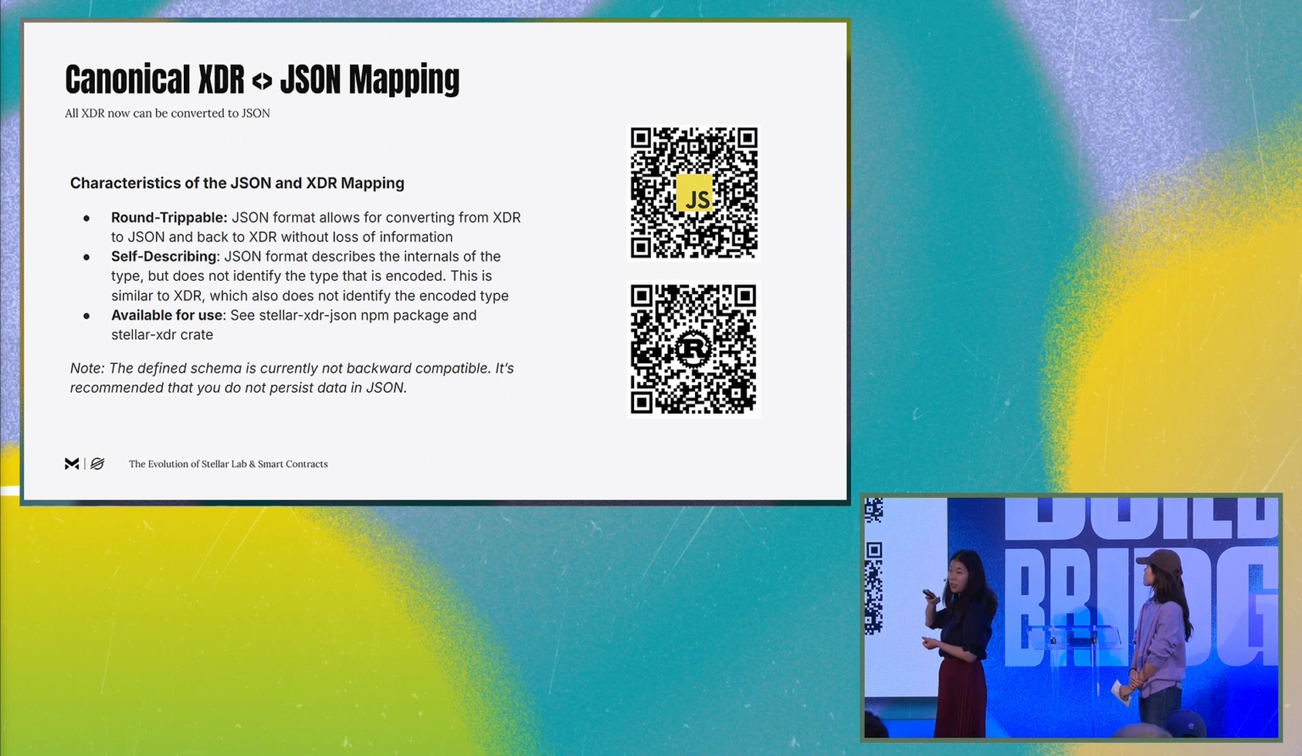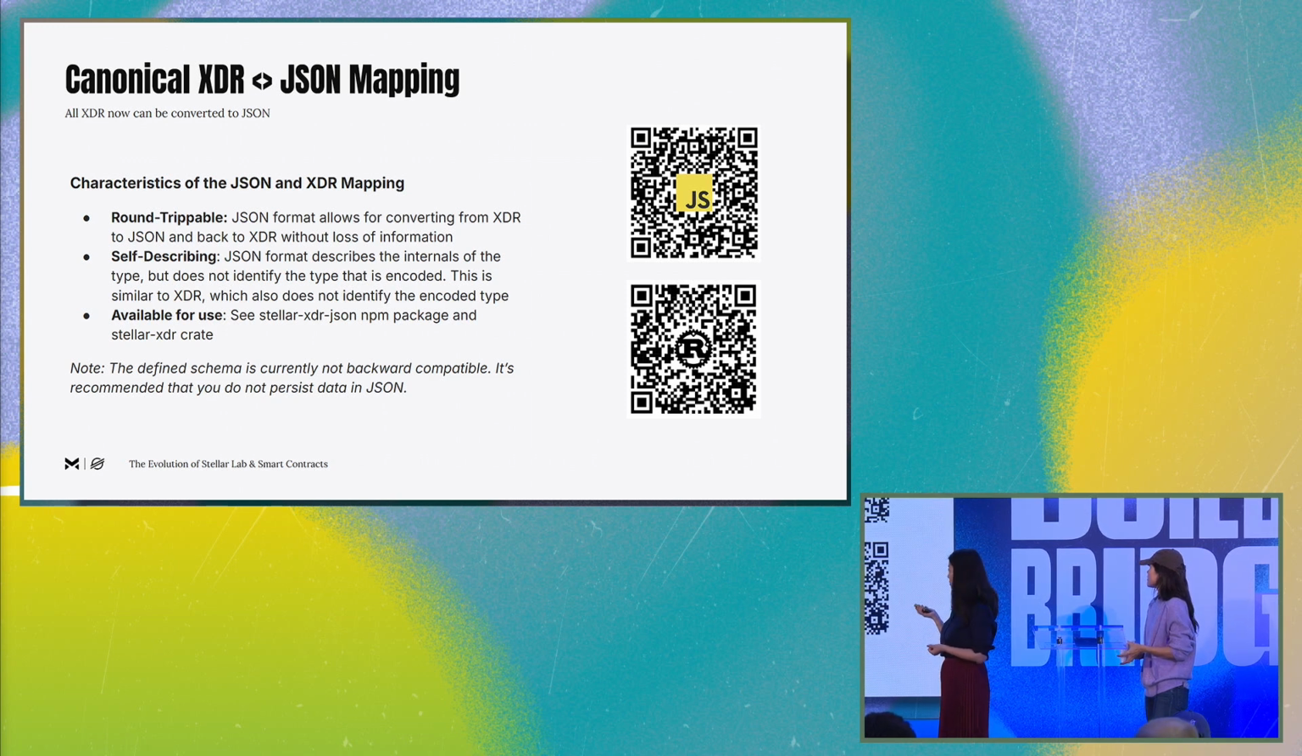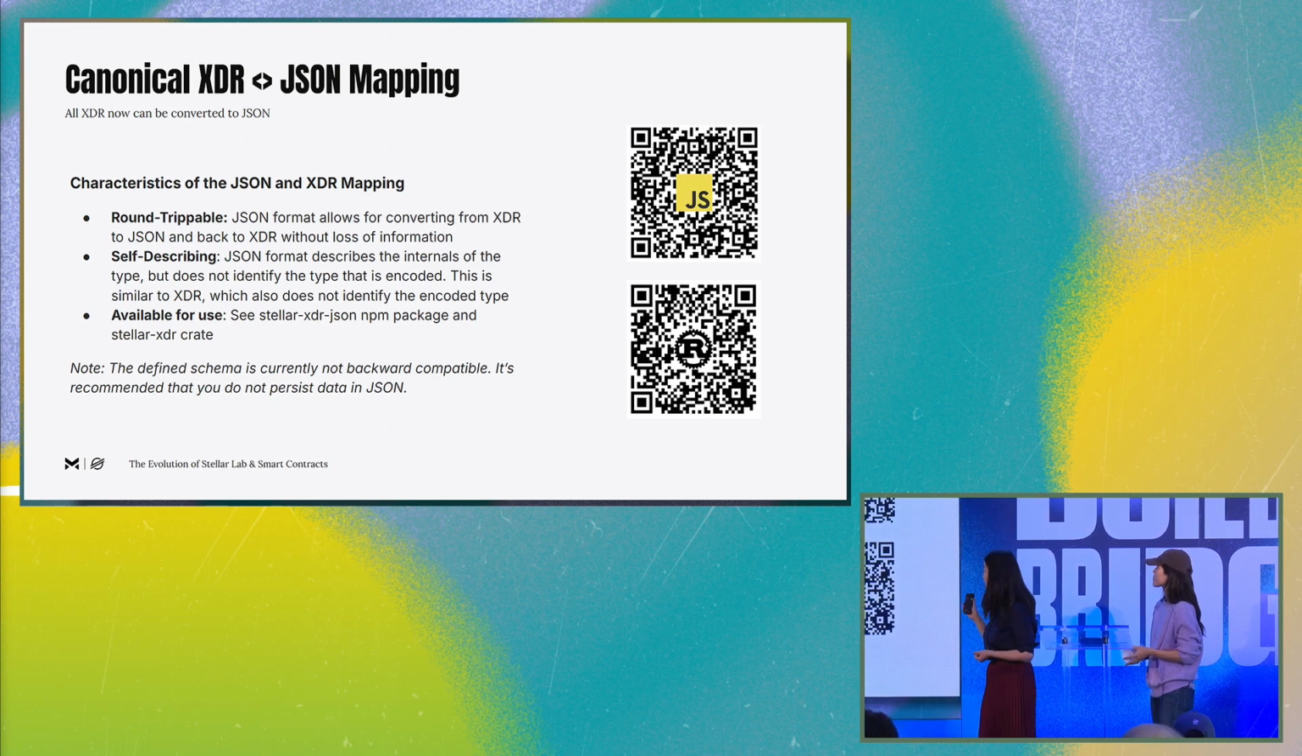And finally, we actually released 2 libraries, one for JavaScript called the Stellar XDR JSON npm package. If you're in the JavaScript world, you can use this package to convert from XDR to JSON and back to XDR. And we also released a Rust crate, the Stellar XDR crate. So if you're writing Rust, you can do something very similar. Both these libraries are now out, but they are experimental. So the caveat here is that if you do choose to use them, please consider not persisting your data in JSON, because JSON right now is not backward compatible. Persist your data in XDR and convert on the fly to use in your applications.